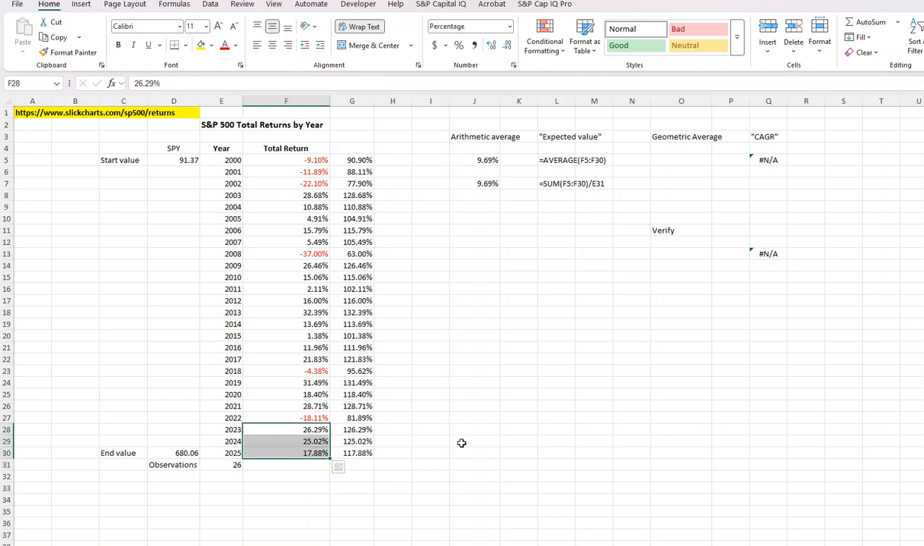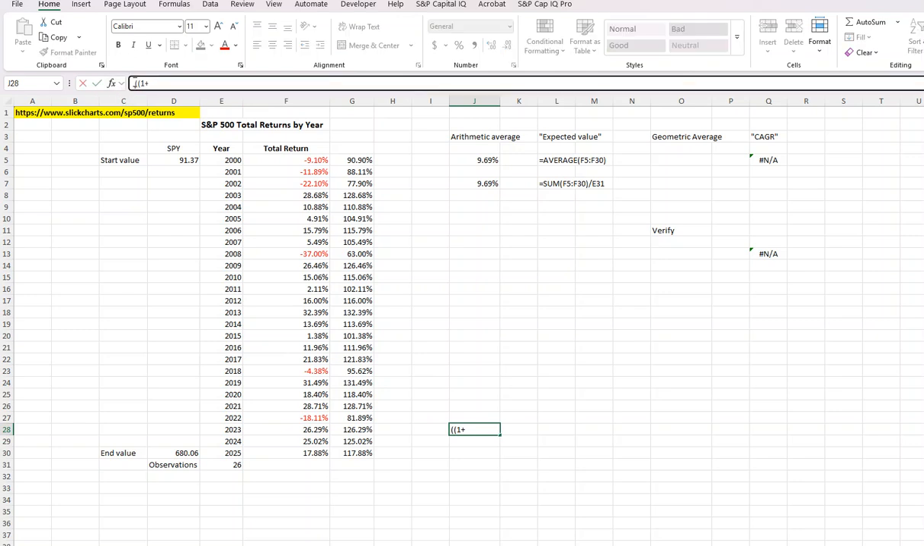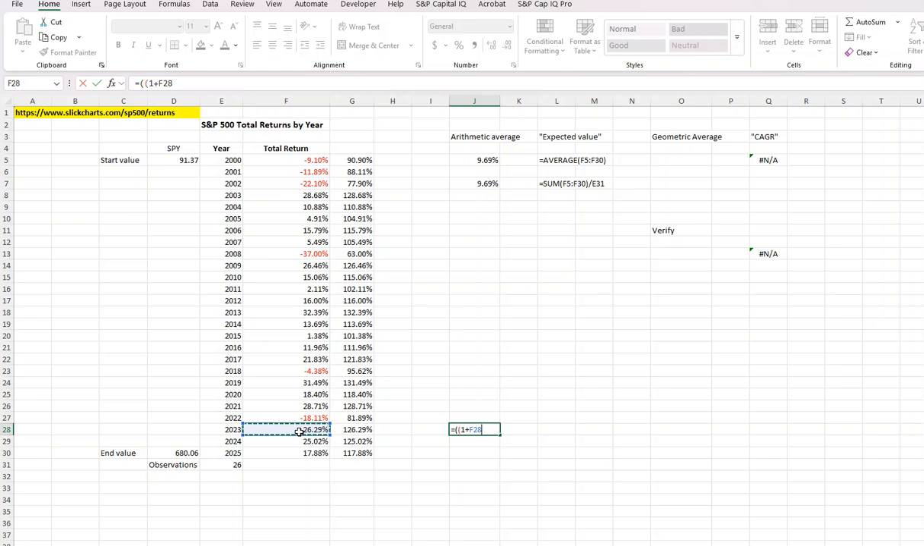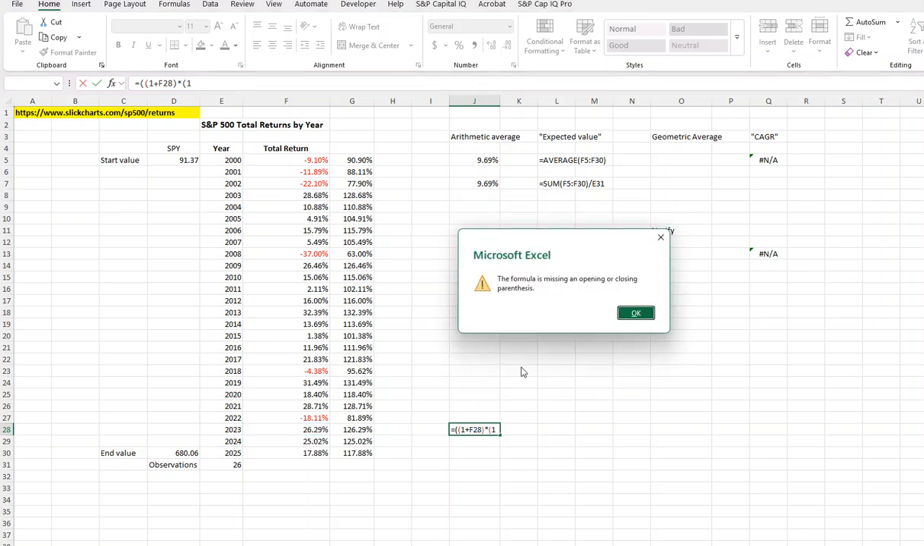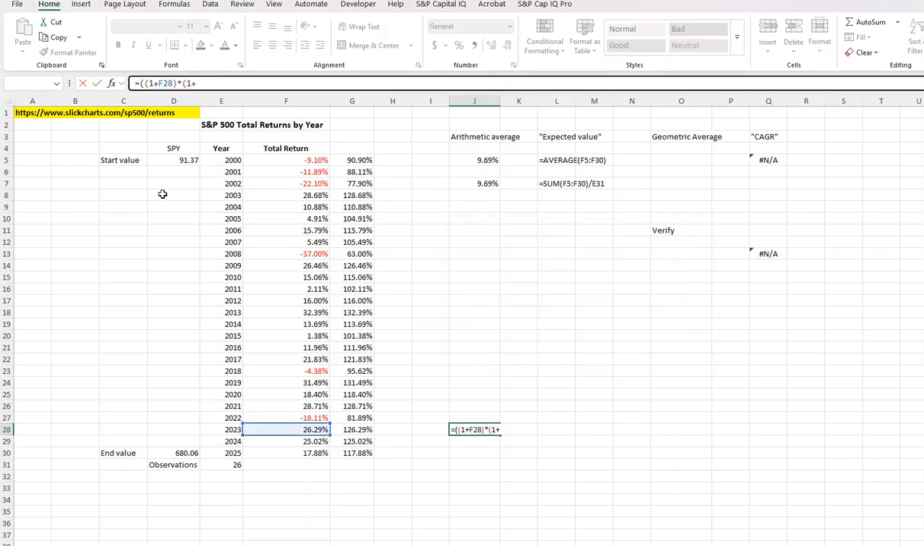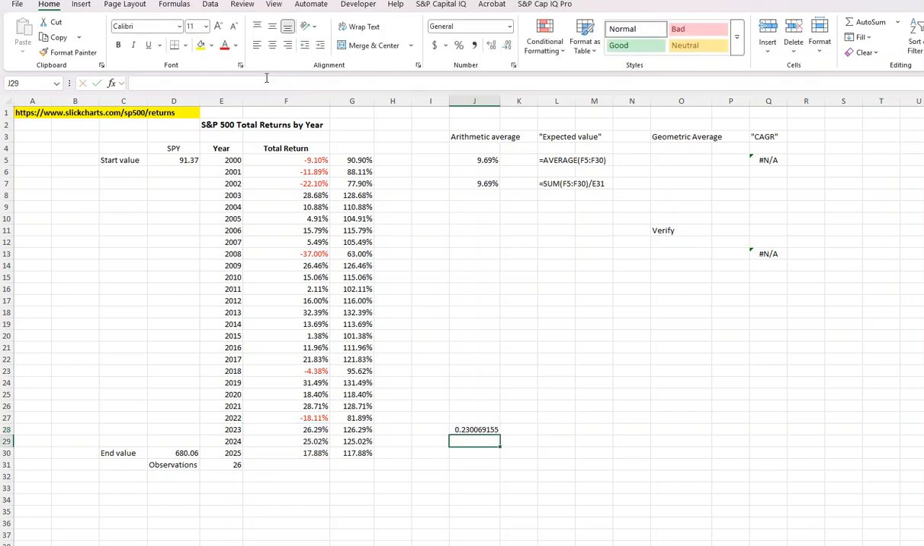If we were going to do the last 3 years here, just to get over that period, we would simply say is equal to 1 plus this amount times 1 plus 2024 times 1 plus 2025. Next, what we need to do then is take that to the power of 1 divided by the number of observations, which would be 3, and then minus 1, and that's going to be our geometric average over that period.